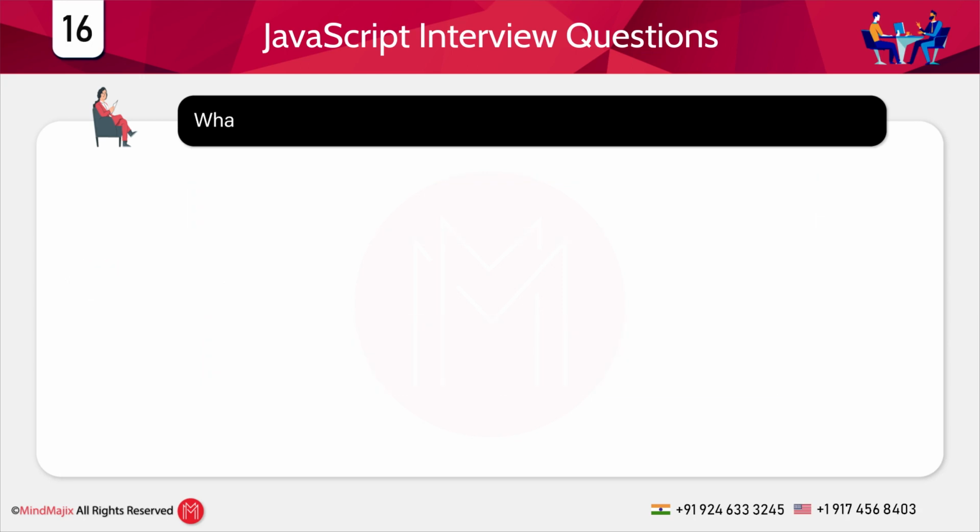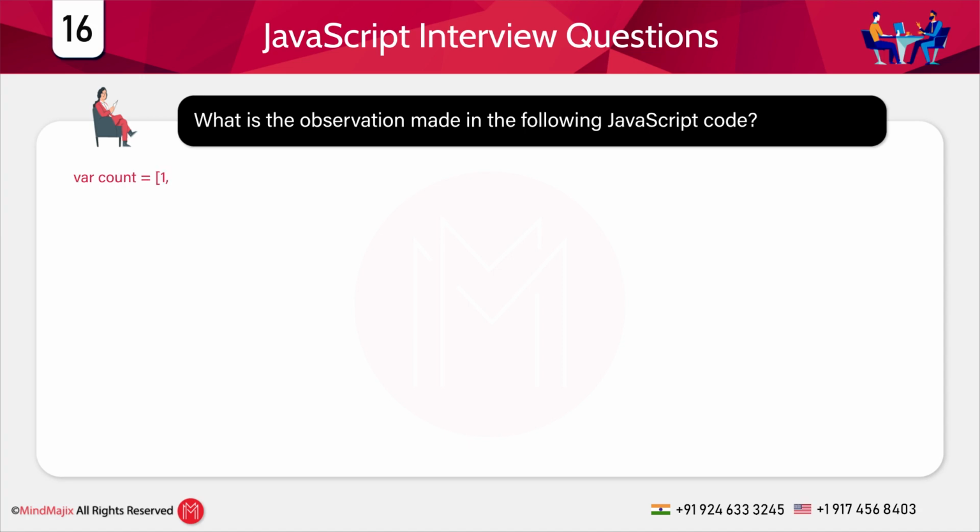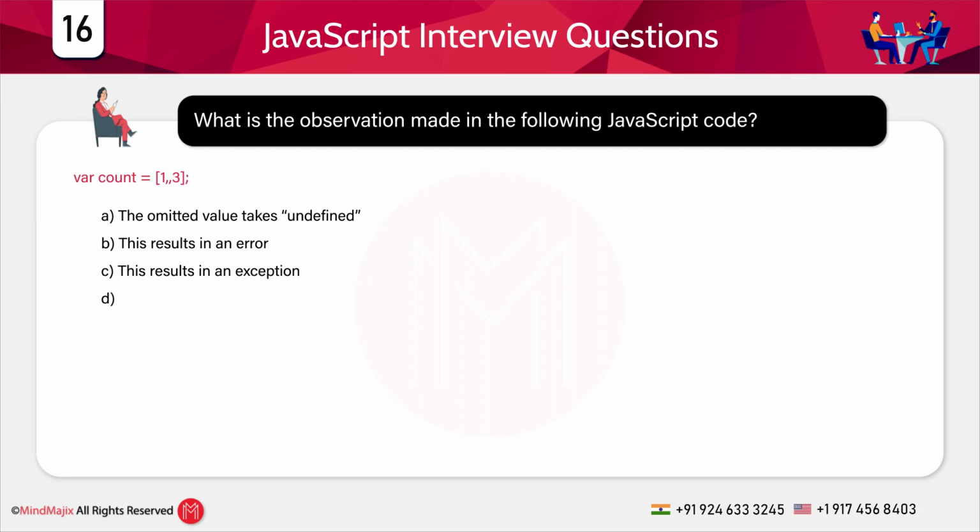Next question, what is the observation made in the following JavaScript code, where count equals 1, omitted value, 3? The options are given: 1, double, 3. So the omitted value takes undefined. This results in an error. This results in an exception. The omitted value takes an integer value.